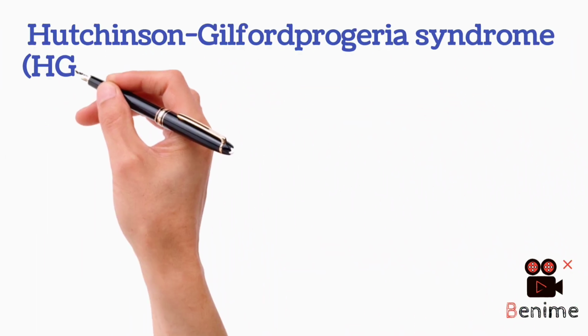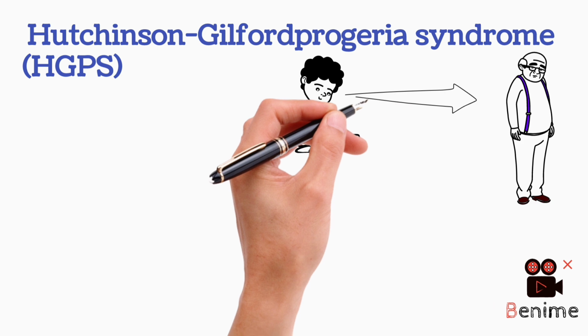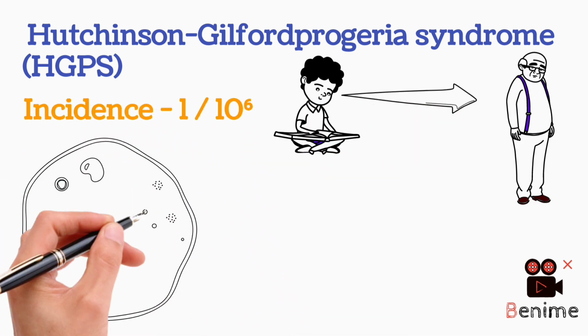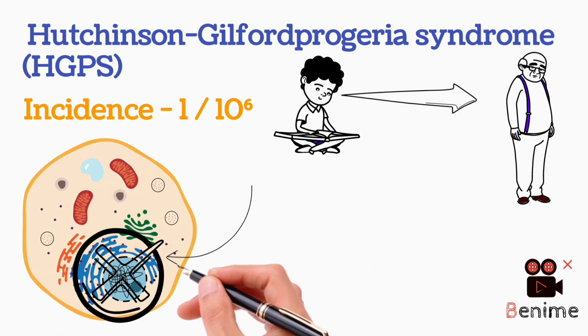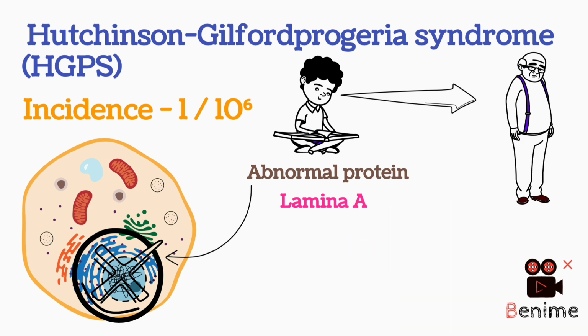Hutchinson-Gilford progeria syndrome, HGPS, is a rare condition of aging beginning at birth. Incidence is 1 in 5 million births. HGPS occurs as a result of distortion of the nuclear envelope due to accumulation of an abnormal protein, namely lamin A.